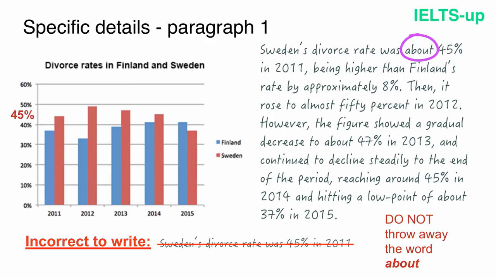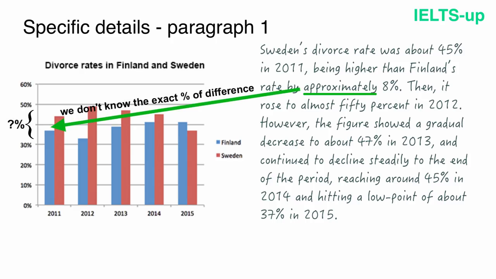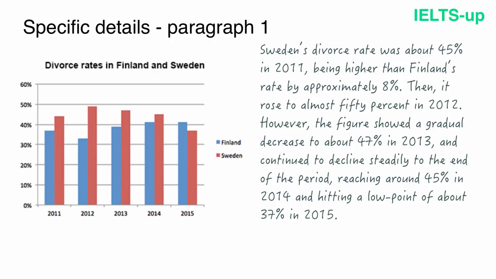about. Then I compare Sweden's rate to Finland's rate by writing, "Sweden's divorce rate was about 45% in 2011, being higher than Finland's rate by approximately 8%." Again, I use the word approximately because we don't know the exact percentage of difference. In the next sentence, I describe Sweden's rate in 2012.